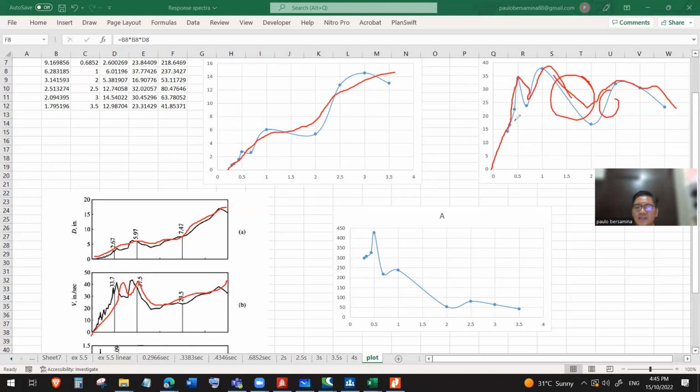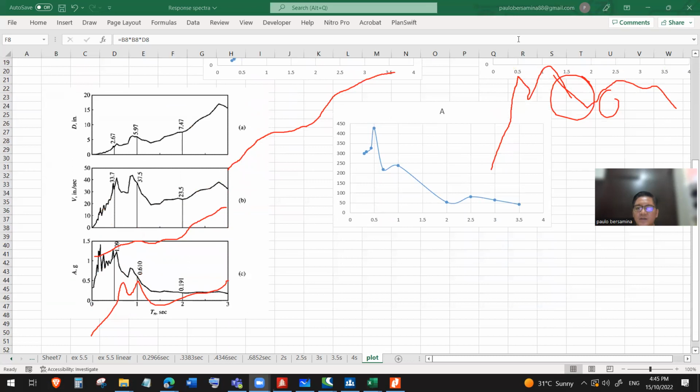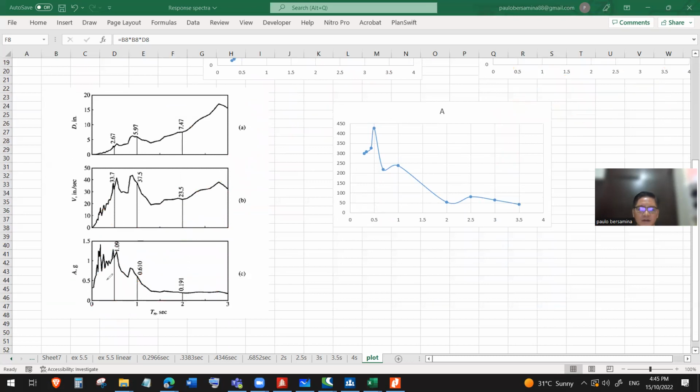And then finally, for the acceleration, nakita nyo naman yung trend, no? Halos the same. Umangat bigla, then, so of course, kasi nag-umpisa ako sa 0.1 seconds, no? So I should have started 0.0 ganyan, 0.02, 0.034, something. And then maybe I will get something like this. Okay, which is similar to this. Okay.